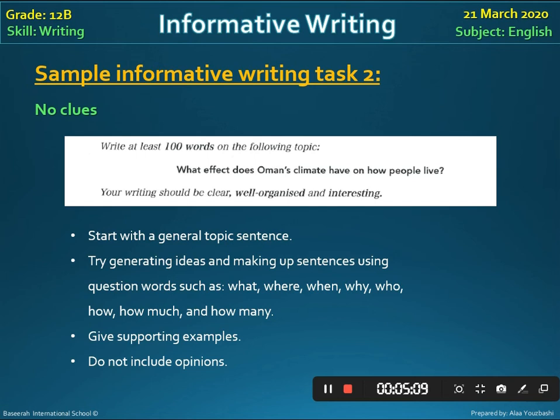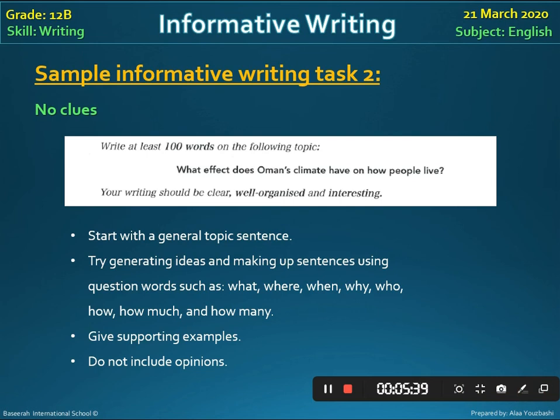Also remember, just like in the first type of writing, don't include opinions. Here they didn't say give your opinion or what is your opinion. With due respect, of course, we don't care about your opinion. What we care about is the factual information that you are providing, and we want to see how coherent and how strongly connected your writing is. That was everything about the informative writing so far.